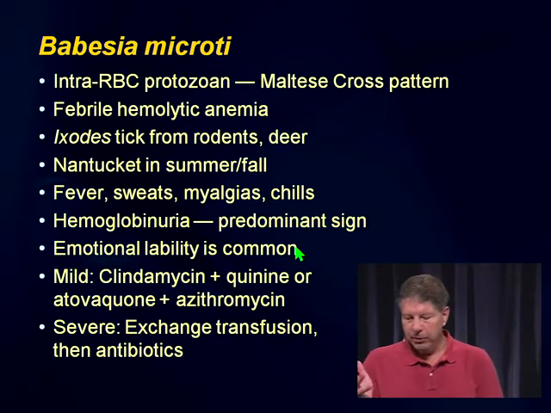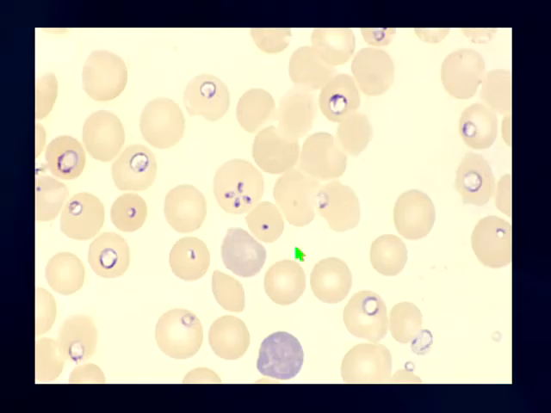So they may show you a smear, and you'll see there's tons of organisms in these red cells, but this is the Maltese cross here, okay, that one right there. So if you see that, that means they've got, this is Babesia.